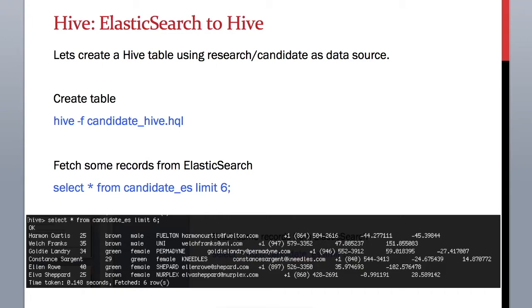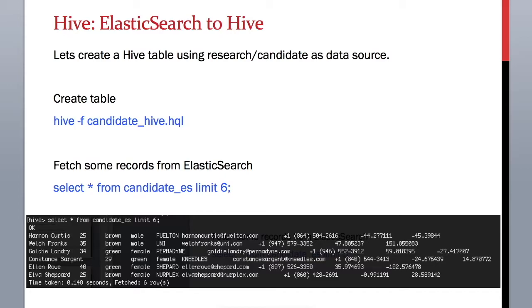Now we have some data loaded into Elasticsearch. In the previous exercise, we created a new index called research and a new type called candidate. Let's create a new table in Hive and connect that table to the Elasticsearch index research and candidate type.